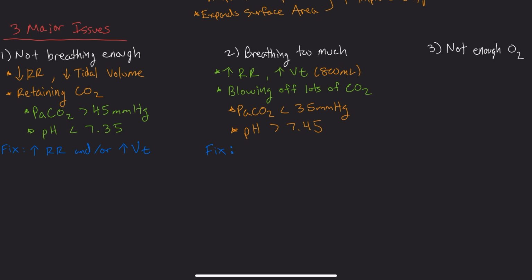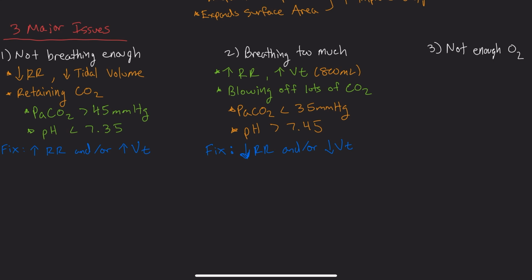Okay, so then how do we fix this? So now we want the patient to retain more CO2, right? So there's two ways to fix that. We can either decrease their respiratory rate, and/or, I'll say again, we can make them take smaller breaths, and that is by decreasing their tidal volume. Both of those will help the patient retain more CO2, so that'll elevate this PaCO2 back into normal range and help decrease the pH.